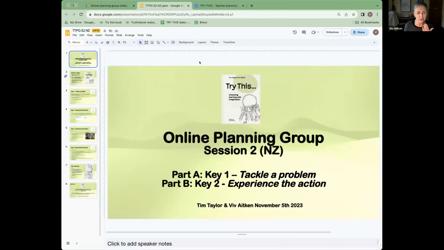This session we're going to do two things. We're going to look at the tackle a problem key, and whether anybody's had a go with it, the first key that we talked about last time, and then we're going to move on to our second key, number 2, which is called experience the action.